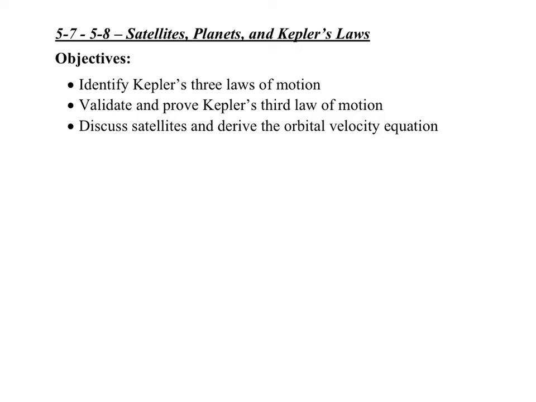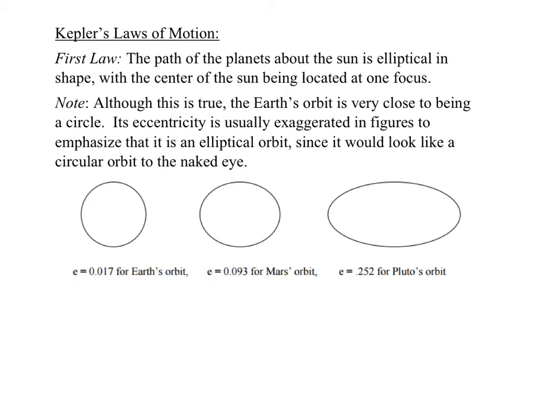Kepler came up with these 3 laws, and he specifically called them the laws of planetary motion. We're going to validate some of those laws, especially the 3rd one, and then we're going to talk about satellites and orbital velocity. So let's jump right into this with Kepler's first law.